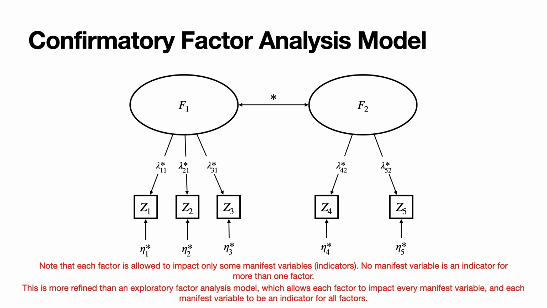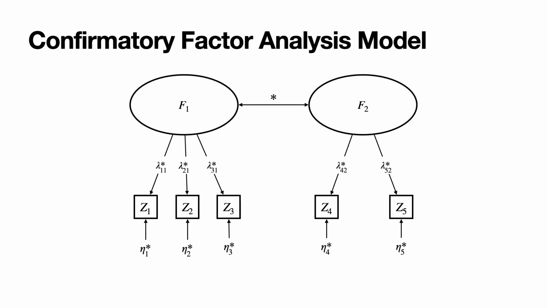So this is more refined than the exploratory factor analysis model that we looked at, which allowed each factor to impact every manifest variable directly and each manifest variable to be an indicator for all of the factors. And then finally, note also that the factors are allowed to be correlated.